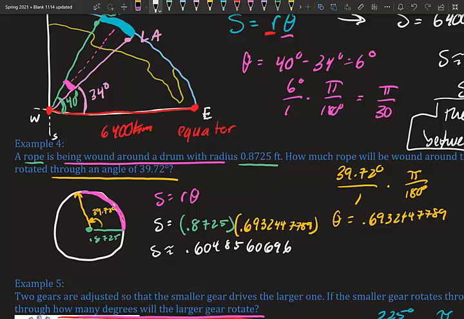We multiply those two together, and we get S is approximately 0.604856096. Let's round using significant digits. So we have 1, 2, 3, 4 significant digits. So if we rounded this to 4 significant digits, it'd be 0.6049 feet.